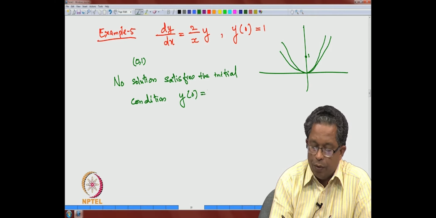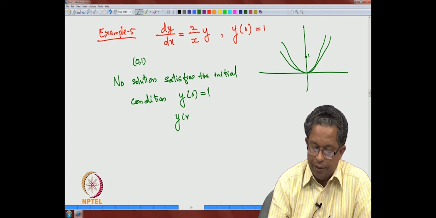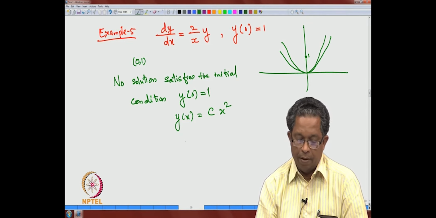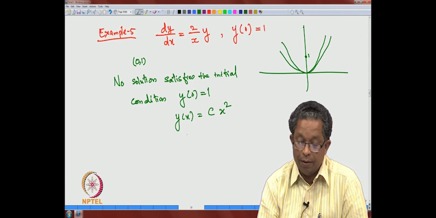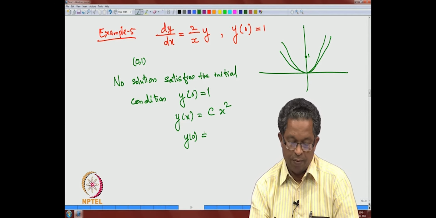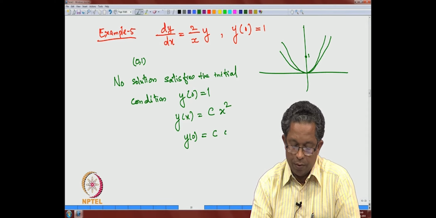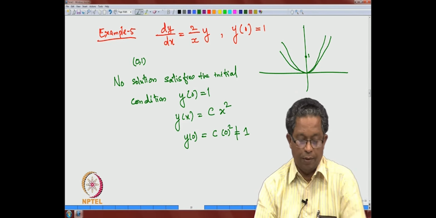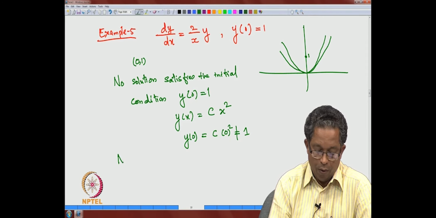Y at 0 is equal to 1. Okay, why? Because y of x is c into x square, and you want y at 0 is equal to c into 0 square, and you want this to be 1, which is not possible. So, therefore, the moral of the story is no solution to the initial value problem.